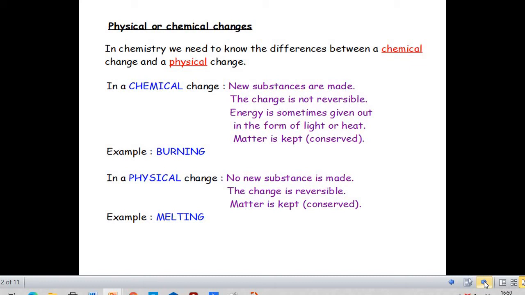So for example, melting. You take an ice cube out of the freezer, and if it's left out long enough, it will melt. Have we made a new substance? No, it's still water. And to turn it back into ice, we just put it back into the freezer. So it's a reversible reaction.